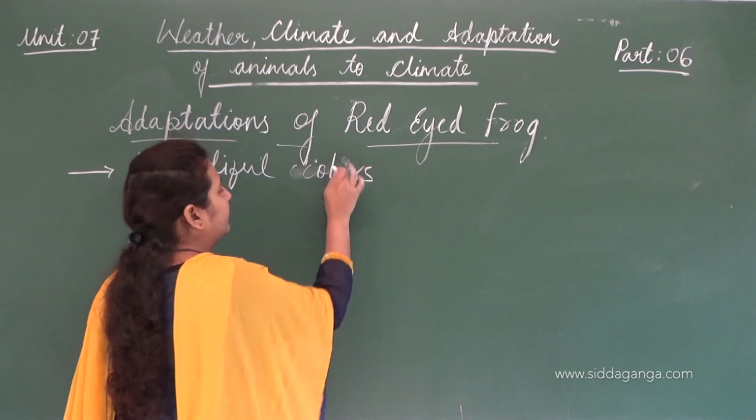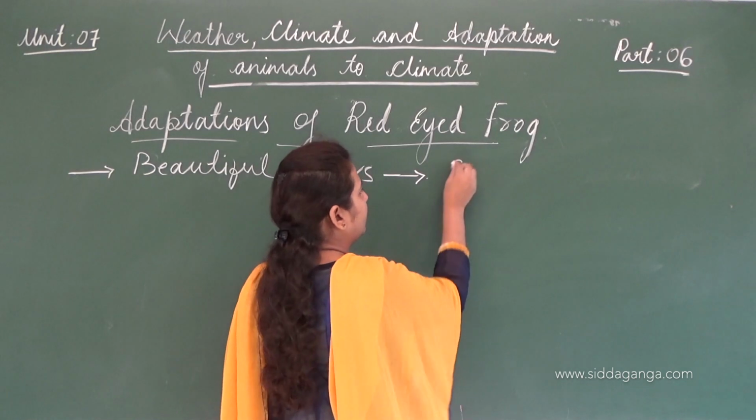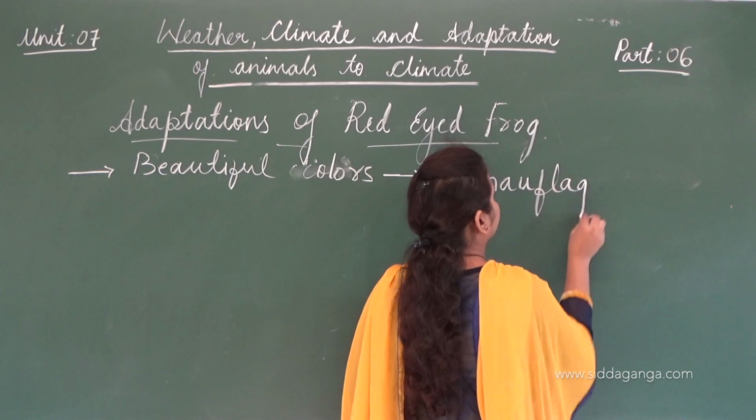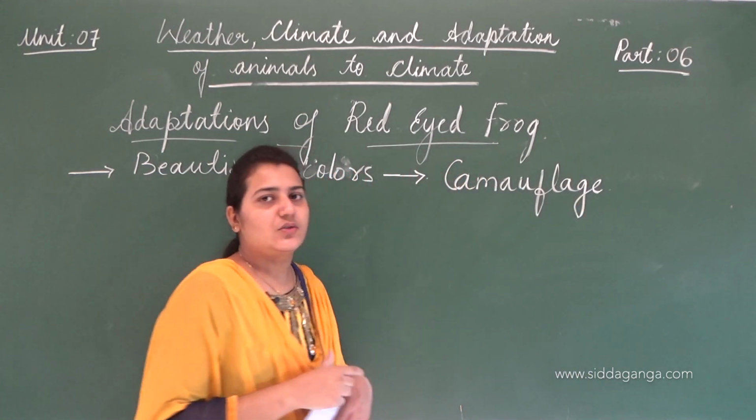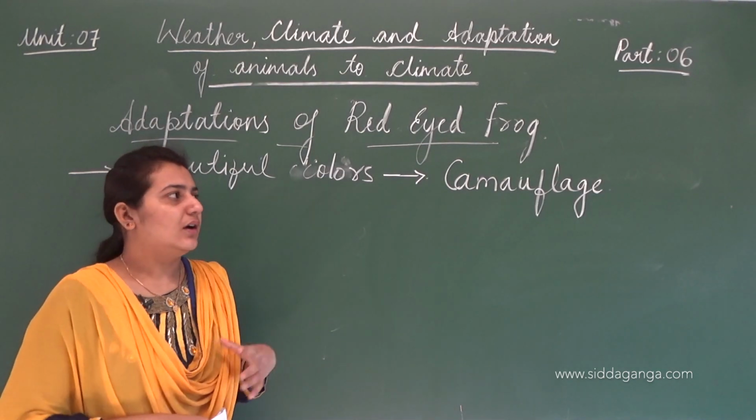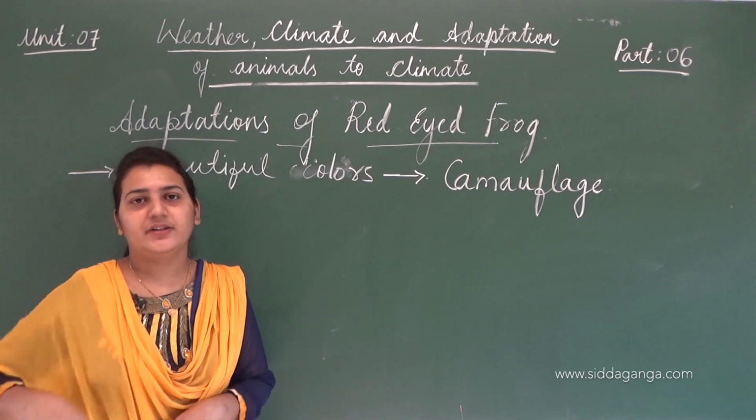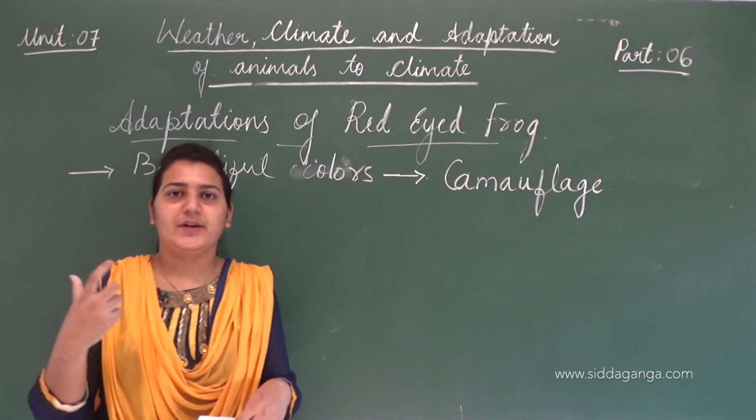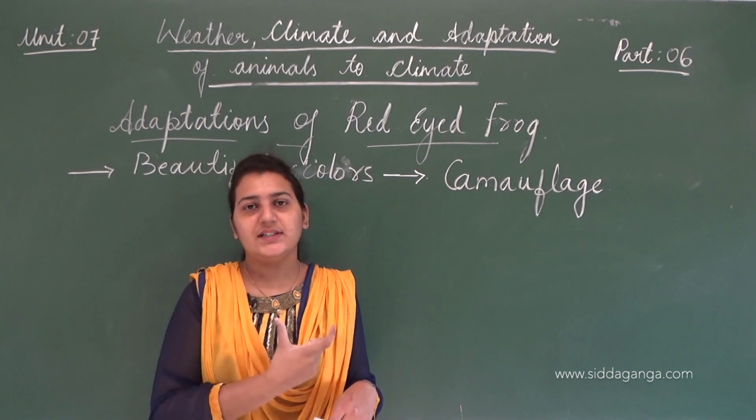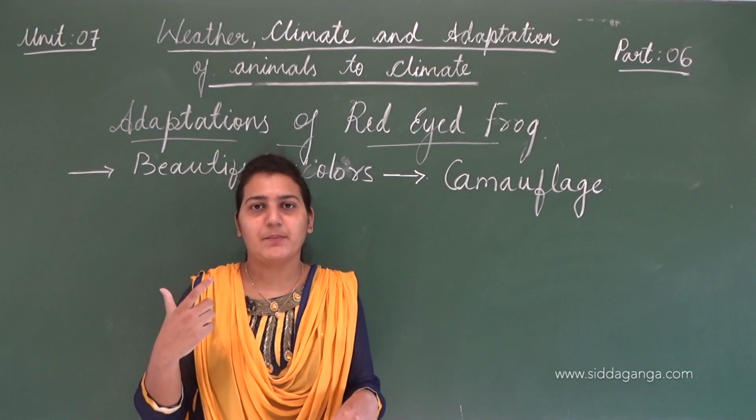And why is this so, or what help does it do? Due to these colors it can camouflage. So what does camouflage mean? For example, these animals are having different colors, right? Since it is made of different or beautiful colors, it matches up with its background.